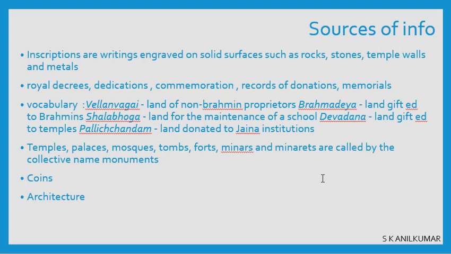For example, if you look at the Chola period, you will find something called Velan Vagai, which is the land meant for Velalar, Velanmai, that means agriculture. Then this is for non-Brahmin proprietors. Then Brahmadeya is for Brahmin proprietors. Then lands given to Brahmins were called Shalabhoga. And then there was land given to a school or temple, that is Devadana. Then you had a Pallichandam. Pallichandam is land given to Jain institutions. So like that, they had different words.